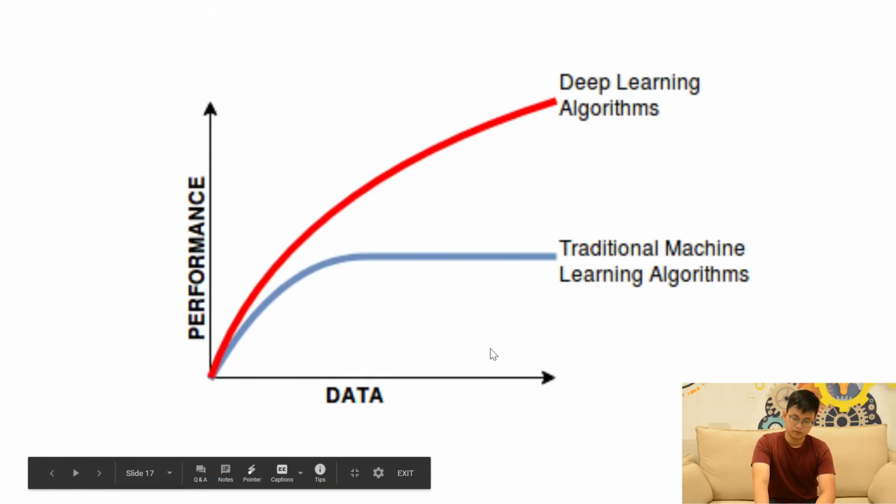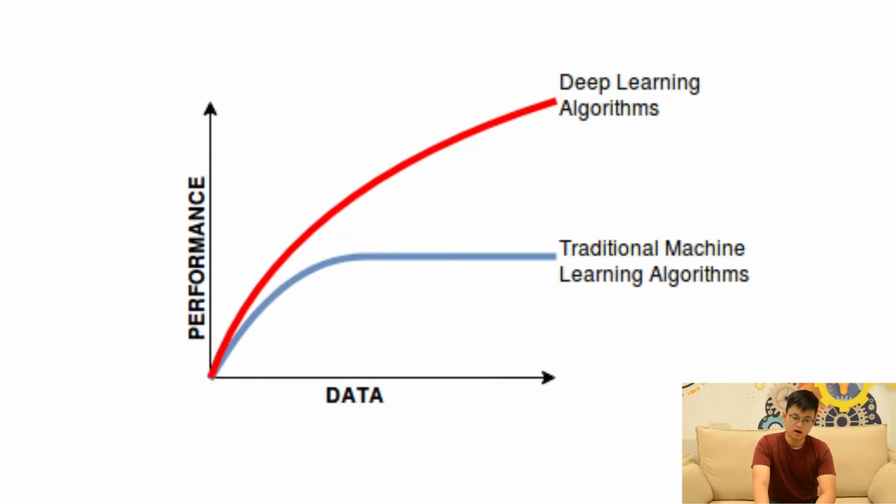So this is a graph that portrays the data-hungry nature of deep learning algorithms. Deep learning algorithms are inherently more data hungry. Their performance increases based on the amount of data that you feed into them. However, traditional machine learning algorithms don't do so. You hit a plateau at some point. So this is what deep learning is.